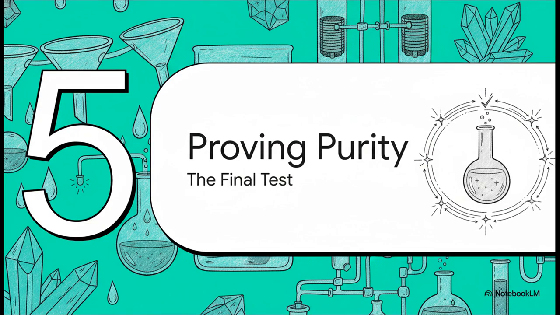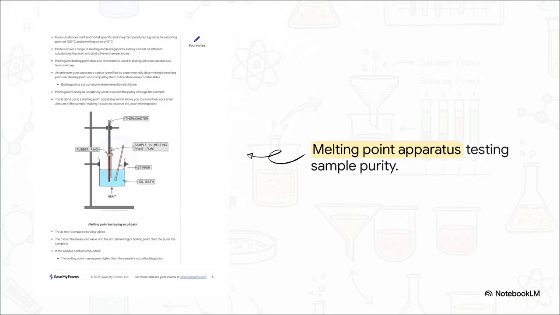And finally, section 5, proving purity, the final test. So, we've separated everything, but how do we prove it's actually pure? We rely on hard data. We use precise tools, like a melting point oil bath, to slowly heat a tiny sample and observe the exact temperature at which it changes state.